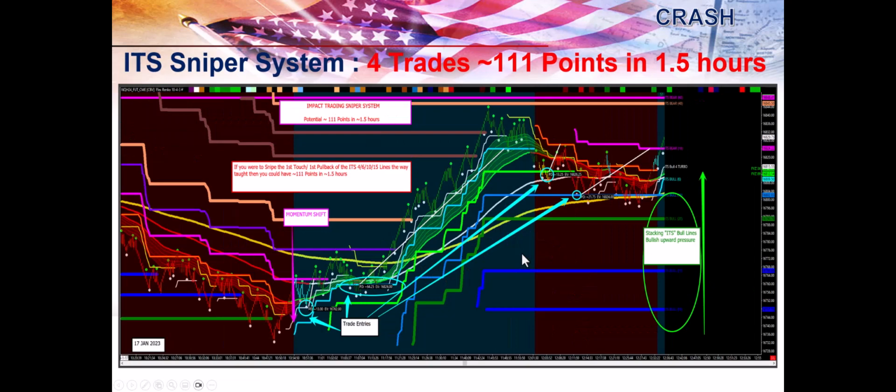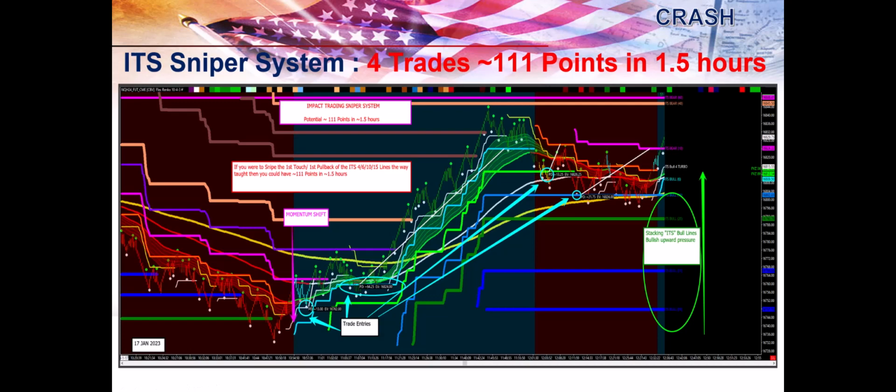All right, on this particular chart, we get 4 trades for 111 points in about an hour and a half. I'm showing a chart where we have a downward cycle momentum. It's what we were actually looking at here on the 17th of January. And now I'm showing the shift to a positive change in momentum.